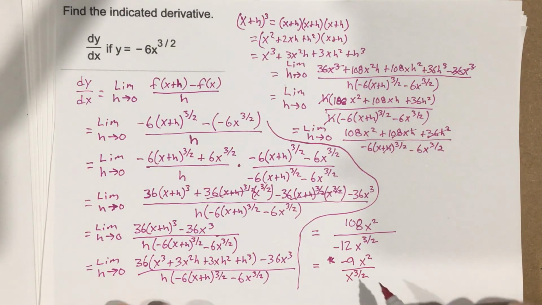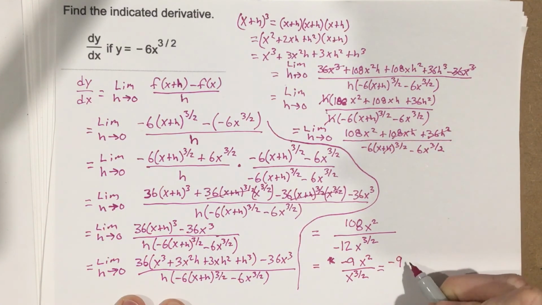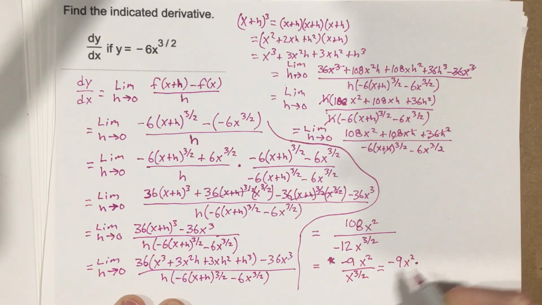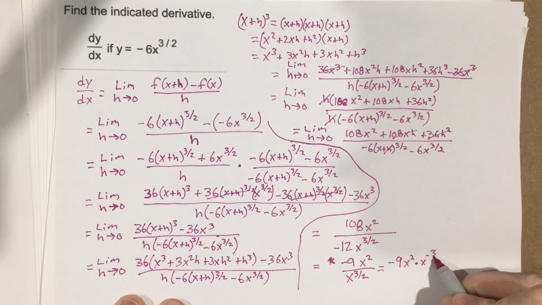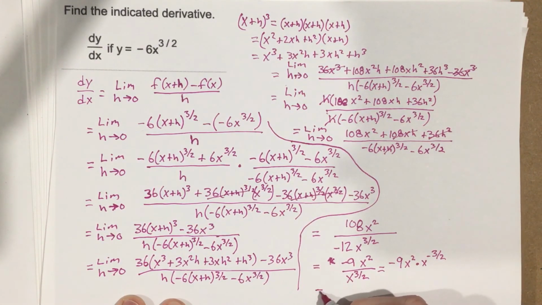Now, I can bring this denominator to the top, so that's negative 9 x squared times x to the negative 3 halves when I bring it to the numerator. Now remember, we have like bases, we add the power. So what's 2 plus negative 3 halves? Well, this is 4 over 2 plus negative 3 over 2, which would just be x to the half. So I end up with negative 9 x to the 1/2. So my derivative is negative 9 root x.